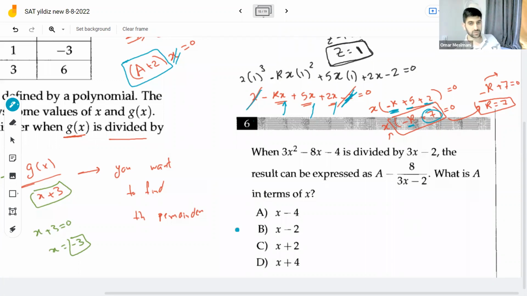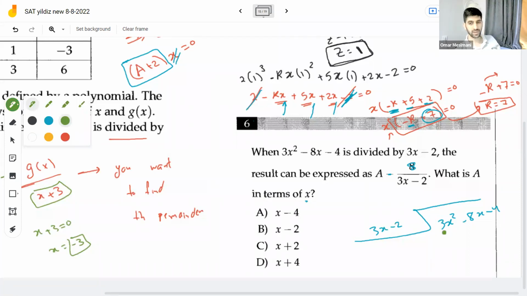Right, question 6. When 3x squared minus 8x minus 4 is divided by this, the result can be expressed as a minus 8 over 3x minus 2. What is the a in terms of x? One more time, you take this, you divide it by that, you find the quotient only. You don't care about the remainder because you already have it as minus 8. So I'm dividing 3x squared minus 8x minus 4 by 3x minus 2.